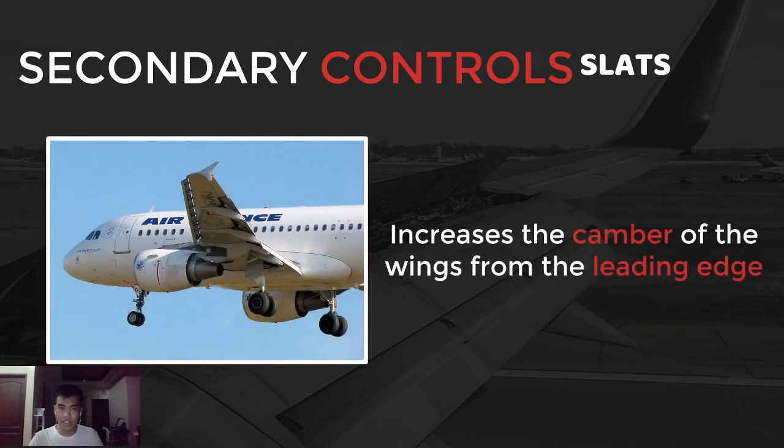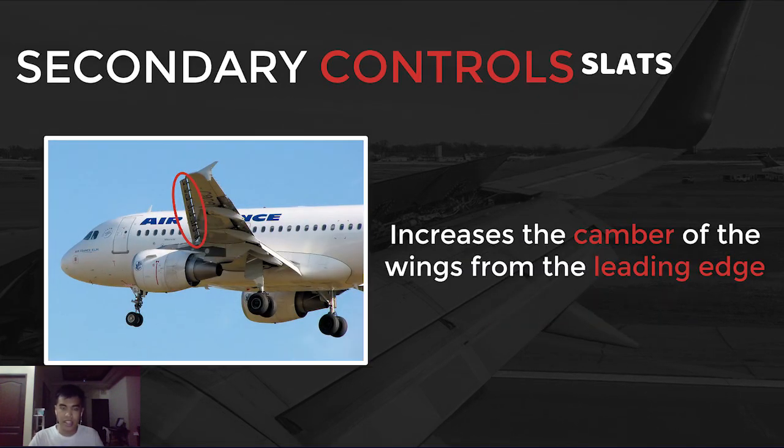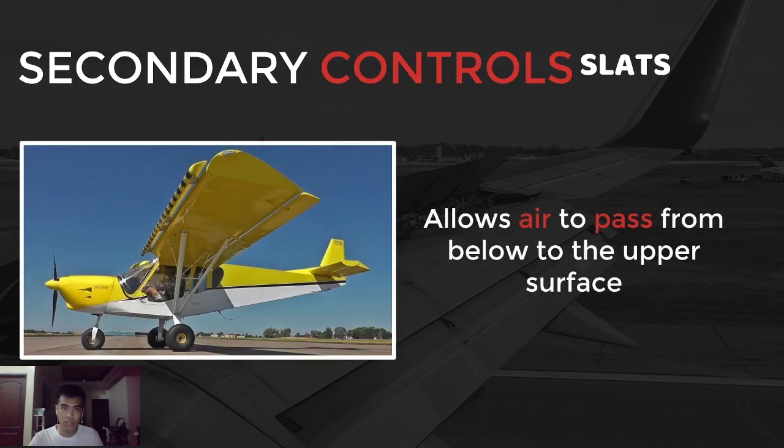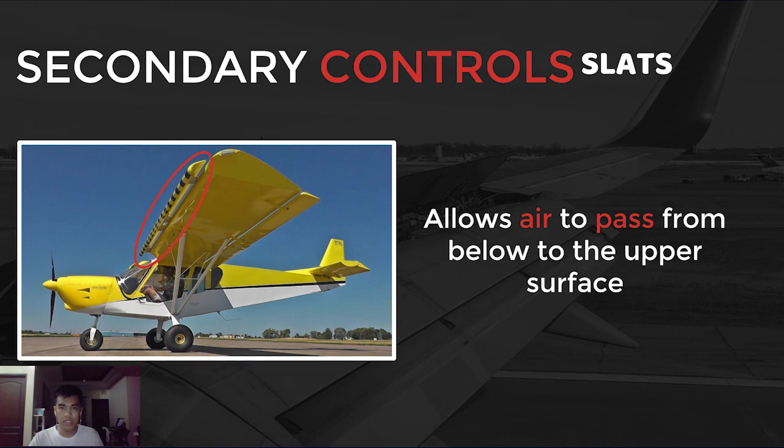And lastly, on the leading edge, we have the slats. This increases the camber of the wings from the leading edge and allows air to pass from below to the upper surface in order to increase lift, similar to flaps.